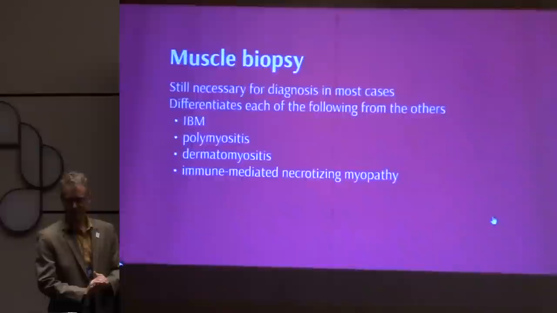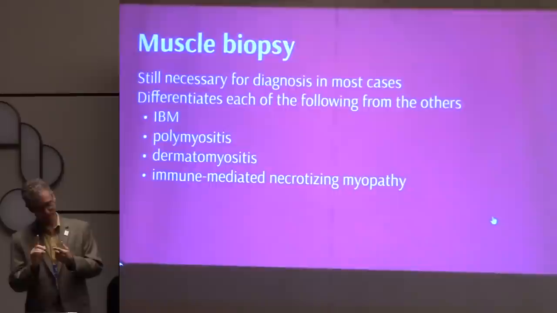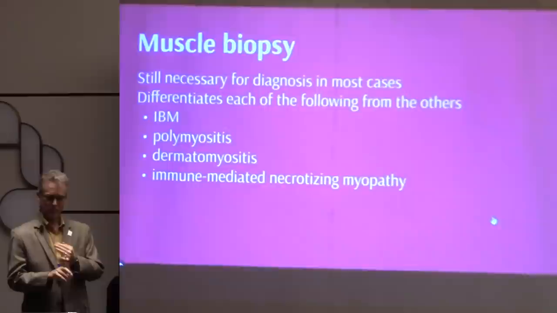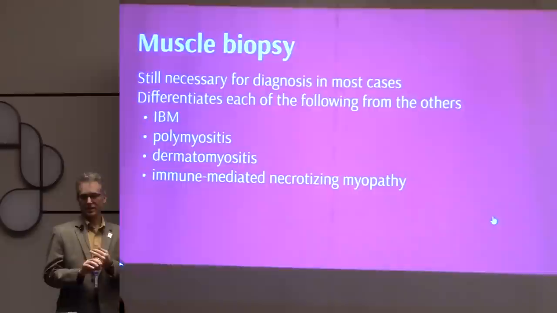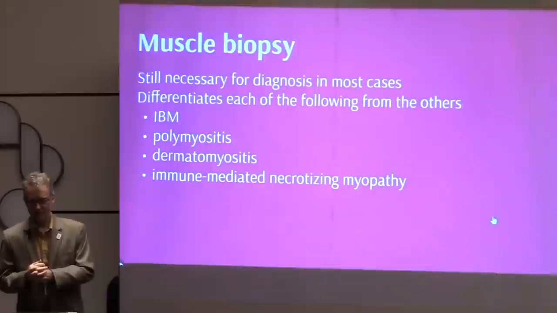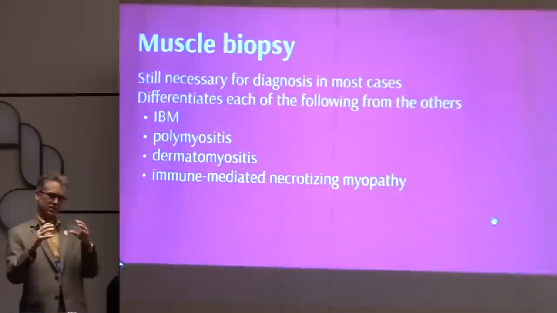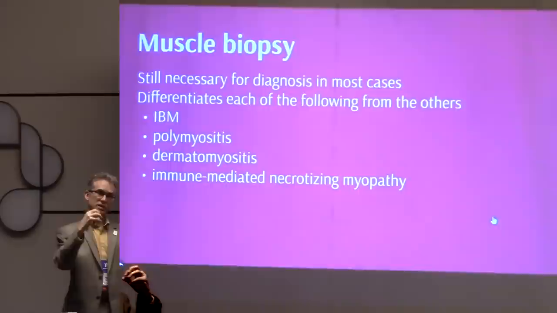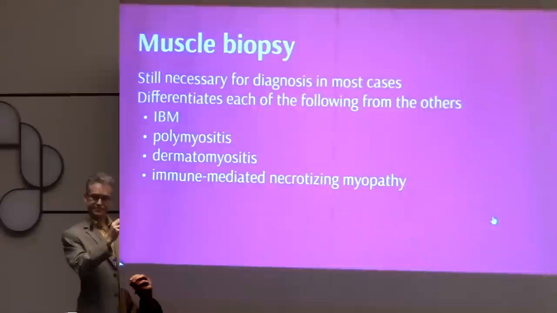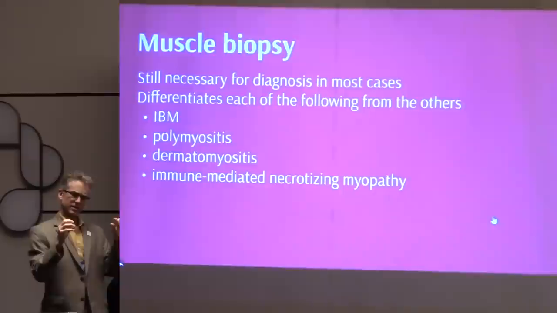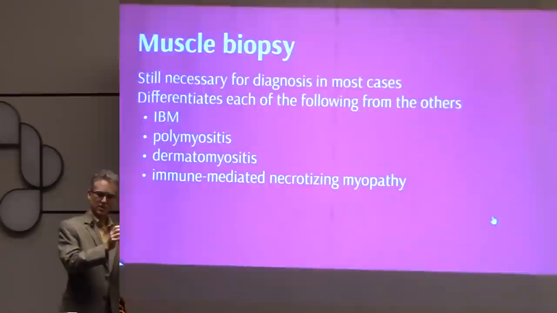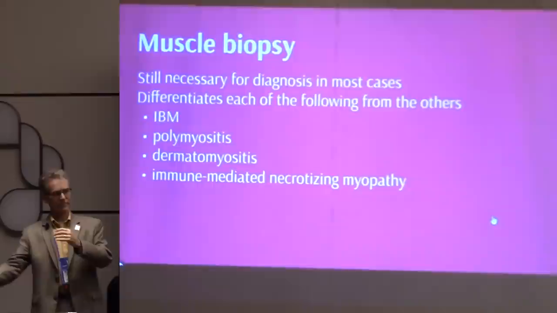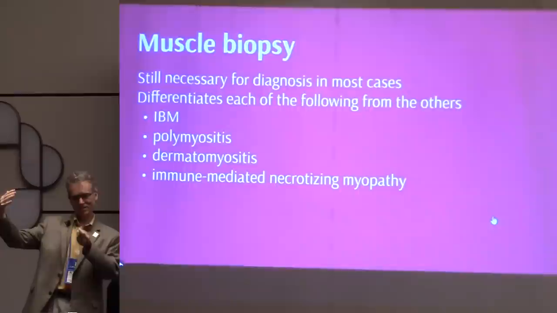So the biopsy is sometimes the only way to know for sure that you're dealing with either IBM, polymyositis, dermatomyositis, or immune-mediated necrotizing myopathy. And they each have a little different pattern in the biopsy. The dermatomyositis is kind of interesting. In polymyositis, the immune cells are actually going into the tissue and directly attacking those muscle fibers. In dermatomyositis, it's almost like the immune cells are attacking the vessels that supply the muscles, and the muscle fibers that are affected are the ones furthest away from the vessels because they're not getting a blood supply. It's kind of like a vasculitis of the muscle.